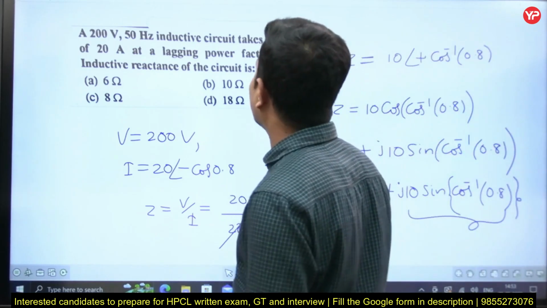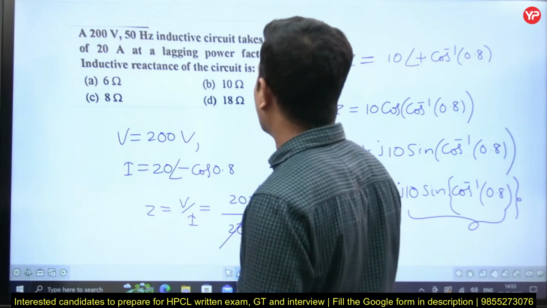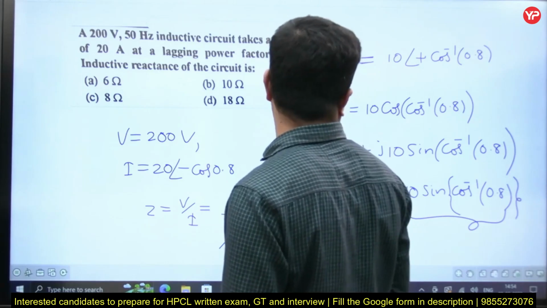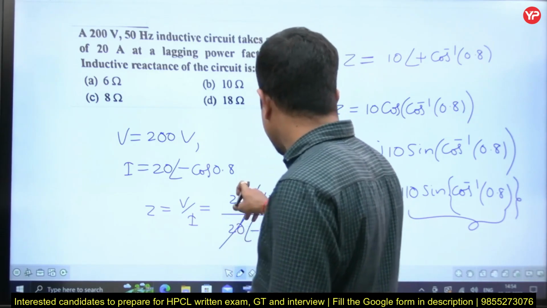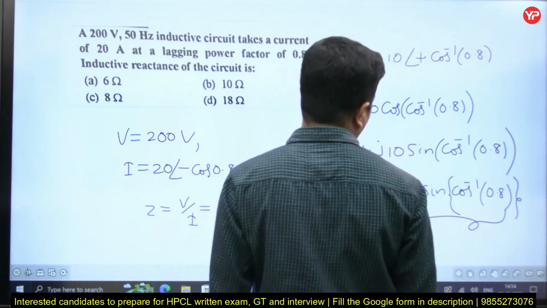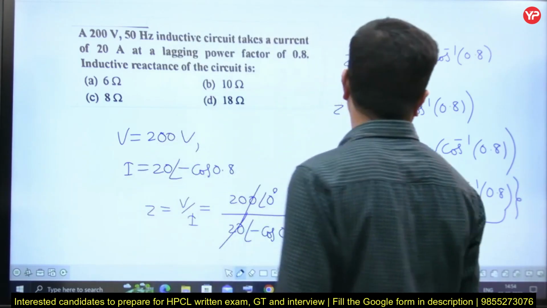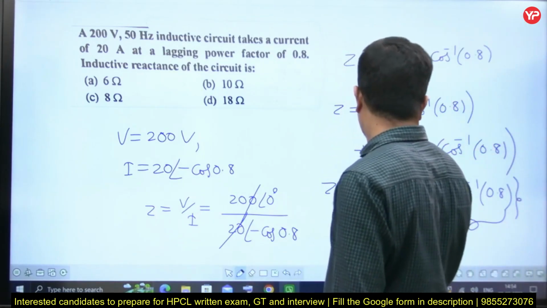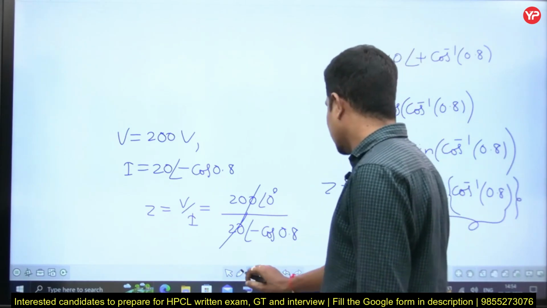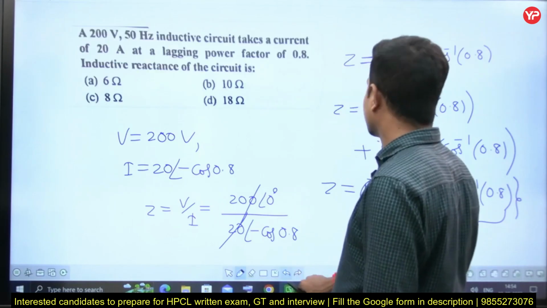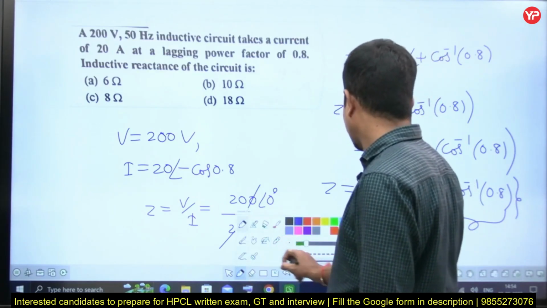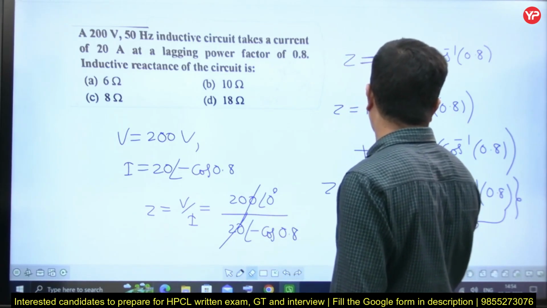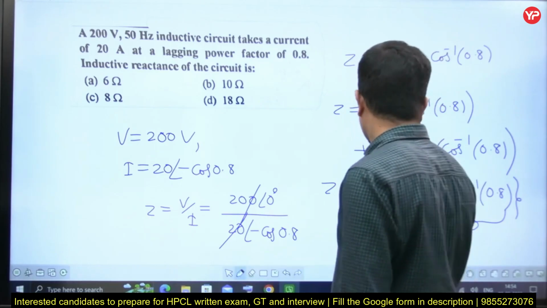Without a calculator, getting cos inverse of 0.8 is not possible. So there is a need of a calculator, or use mod Z. How much is the magnitude of Z? Magnitude of Z is 10, right? Now, it is not 10 here, this is 8. So I can write it like this, this is 8. Cos inverse is gone. 10 into 0.8 is how much? 8, right? This is 8.